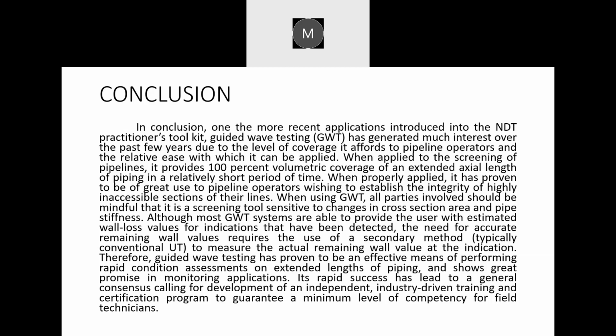Although most GWT systems are able to provide the user with estimated wall loss values for indications that have been detected, the need for accurate remaining wall values requires the use of a secondary method, typically conventional UT, to measure the actual remaining wall value at the indication.